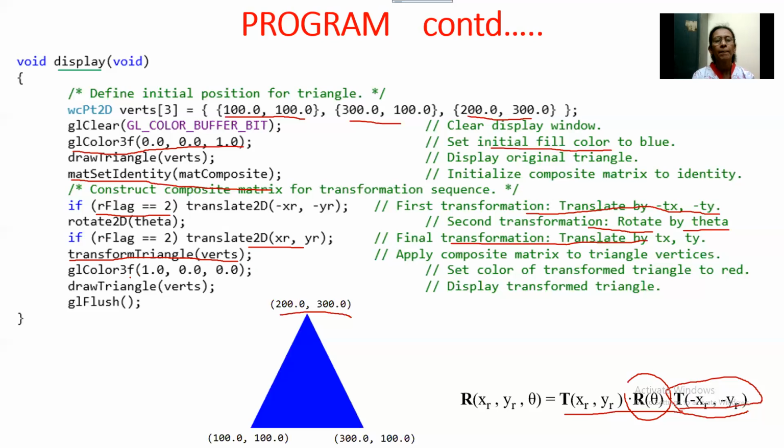Now the transformed triangle I am drawing in red color. So I change the color, glColor3f 1 0 0. I draw the triangle, that is the new triangle now. GL draw triangle vertices. Then I give glFlush. What does flush do? It forces the system to draw the color buffer contents onto the screen.